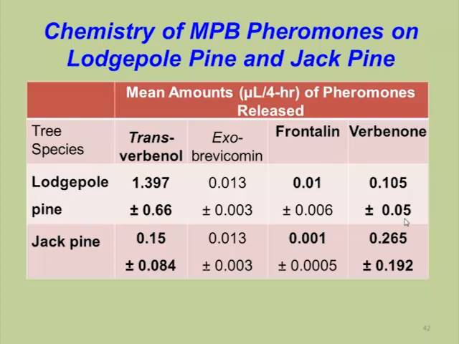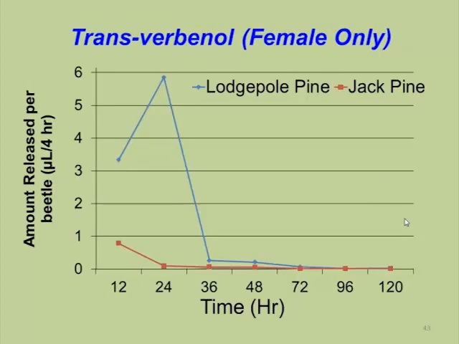This is the really interesting part. Whatever the reasons are, I have no idea. But the females or the males, they start producing anti-aggregation pheromone, in high amounts, from the jack pine. That is interesting, so I looked at their timing. Okay, this is trans-verbenol, the female pheromone, and this is the amount of chemicals released. The amounts are pretty high here compared to others.